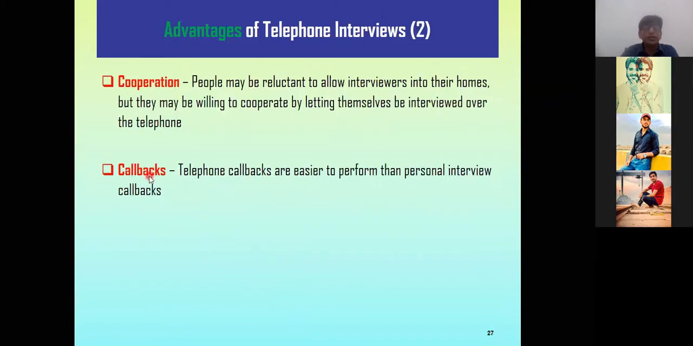And then cooperation. People may be reluctant to allow interviewers into their homes now because of security. Some people say, okay, do not come to my home, just make me a call and I will give you the interview.